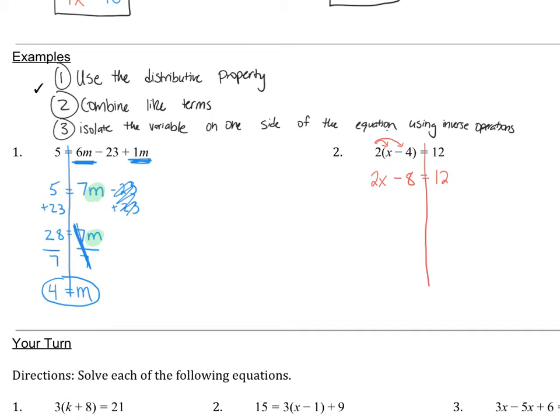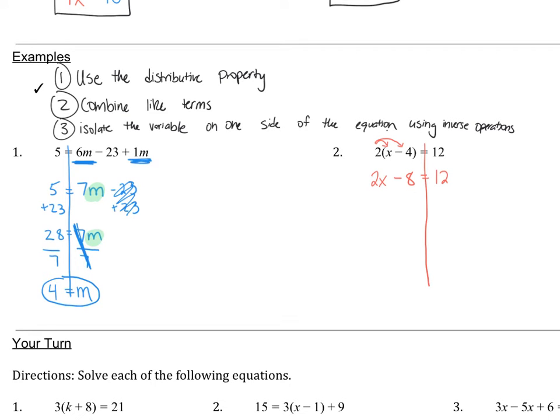So I distributed. The second step is to combine like terms. I don't see any like terms on the same side of my equal sign, because looking at my problem, I have a 2x and a minus 8. Those are not like terms, so that means I'm going to go right into step 3.